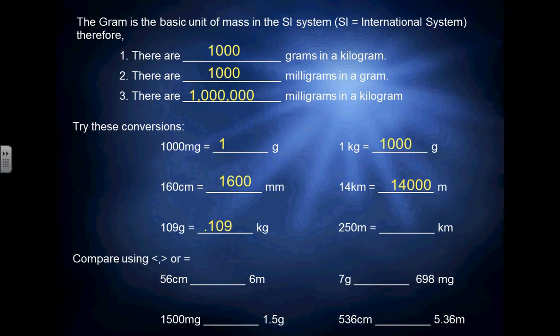Okay, 250 meters. Yeah, we can get rid of those trailing zeros after the end if it's a decimal.